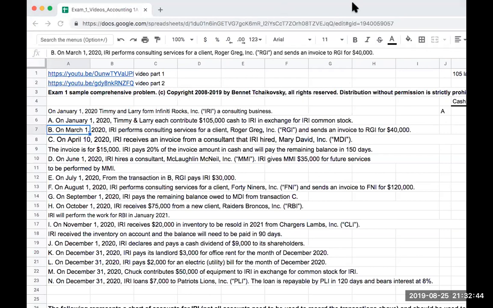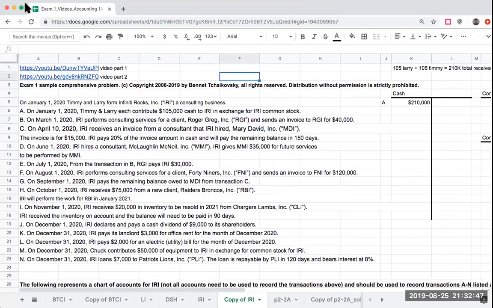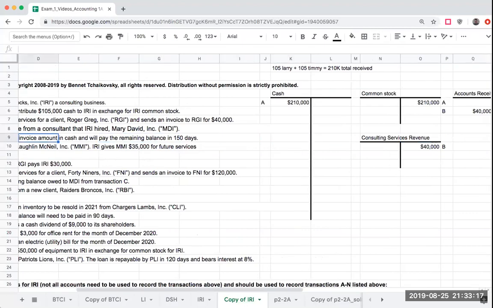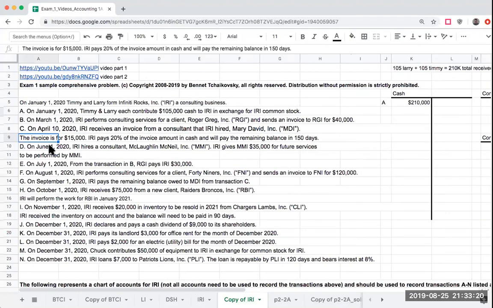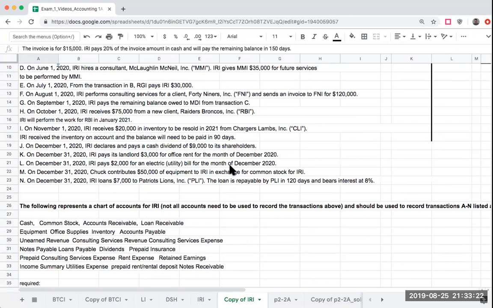Okay. So right over here, I've got letter C. On April 10th, 2020, I receive an invoice from a consultant that I hired, Mary David Inc. The invoice is for $15,000. I paid 20% of the invoice amount in cash, and I will pay the remaining balance in 150 days. So how do I record this transaction? What benefit did I receive?